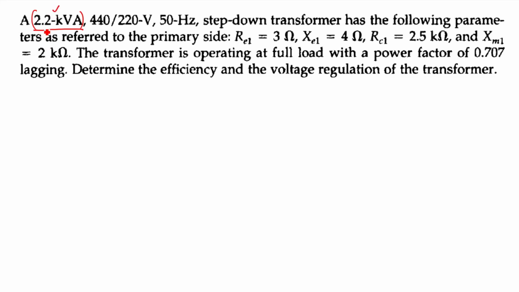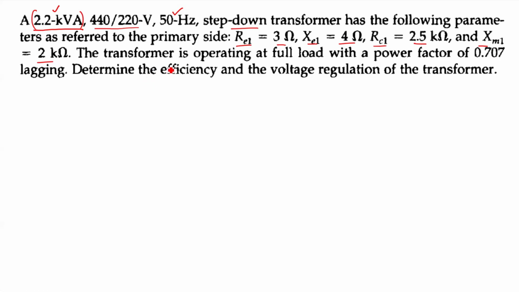So here the transformer rating is 2.2 kVA. And the voltage ratio is given, that is nominal voltage ratio 440 by 220, and the transformer is operating at 50 Hertz. It is a step down transformer and it has the following parameters, referred to the primary side. So RE1 is 3 ohm, XE1 is 4 ohm, RC1 is 2.5 kilo ohm, XM1 is 2 kilo ohm.